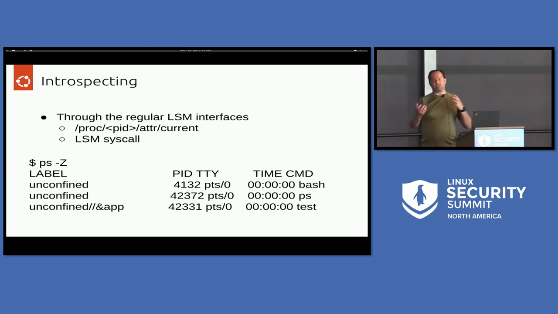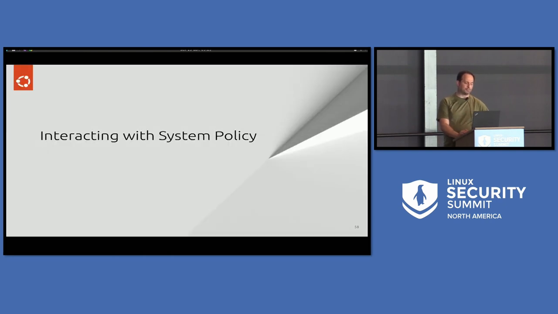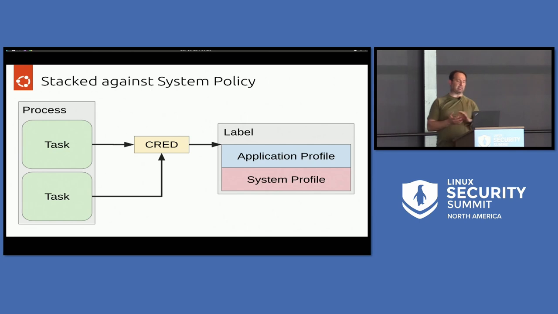So introspection is just through the regular LSM interfaces that we're all familiar with, so the proc attr interfaces or the new LSM syscalls. And what you'll see is this weird double slash thing, which is stacking. That's how we expose the label to user space. So unconfined and app would be unconfined at system policy level, but we have an application policy on this application. So how does it interact with system policy?